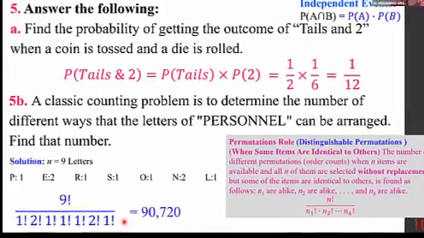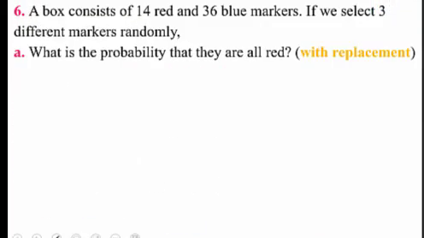90,720 different versions. A box consists of 14 red and 36 blue markers. If we select 3 different markers randomly, what is the probability that they are all red with replacement?